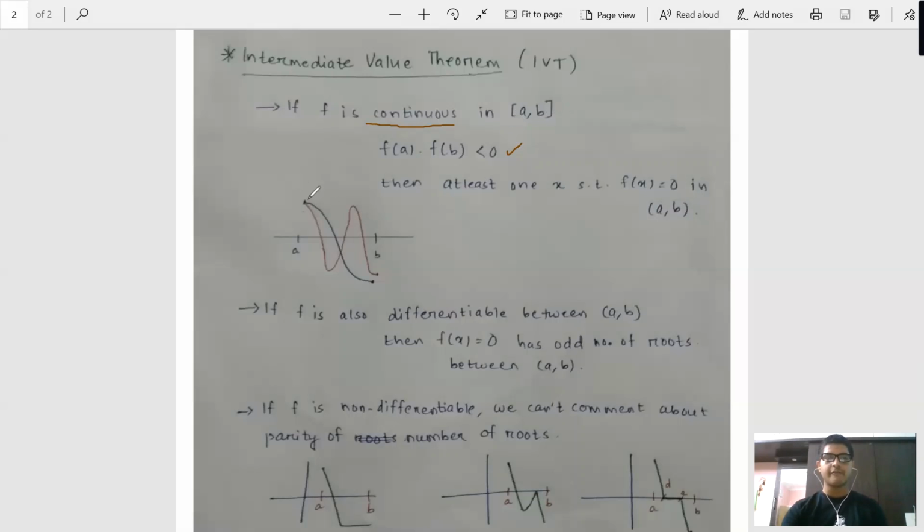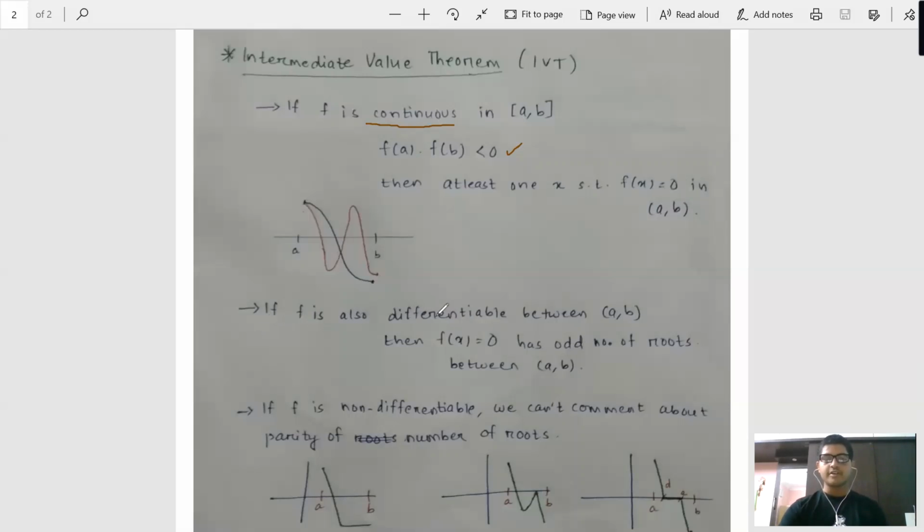Now you can see f(a) times f(b) is less than 0. Clearly, one is positive, one is negative. Then the statement says that at least one x exists such that f(x) equals 0 in (a, b). Clear? Now let us see one corollary to this.